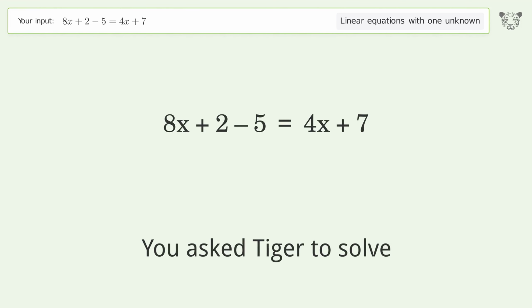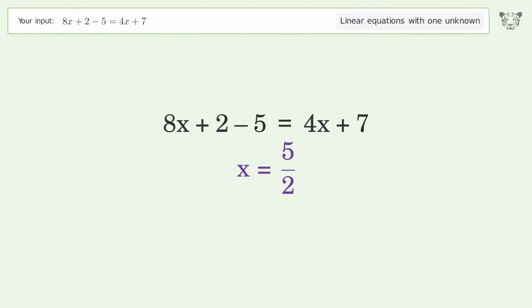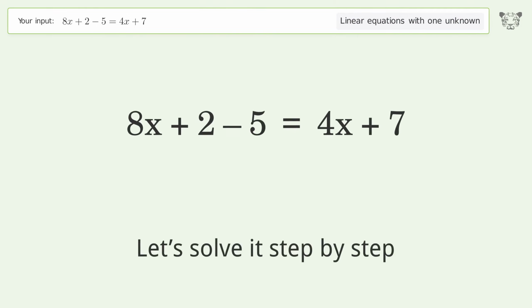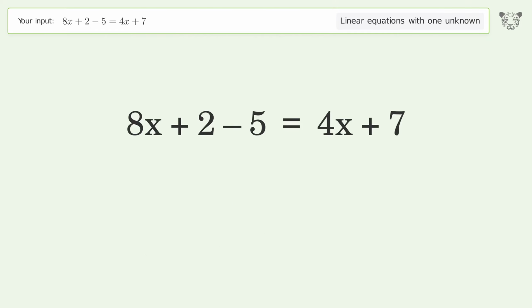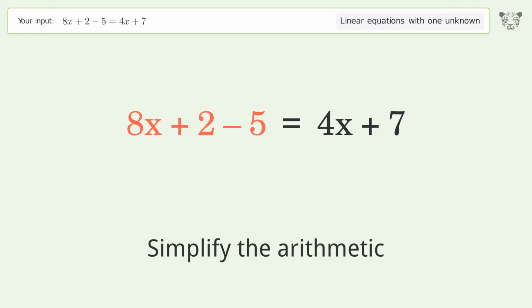You ask Tiger to solve this. This deals with linear equations with one unknown. The final result is x equals 5/2. Let's solve it step by step. Simplify the expression. Simplify the arithmetic.